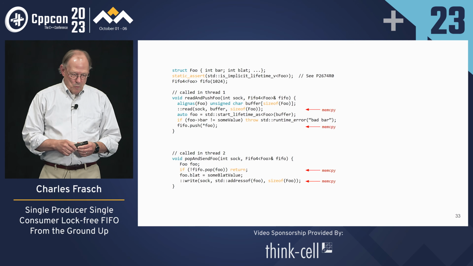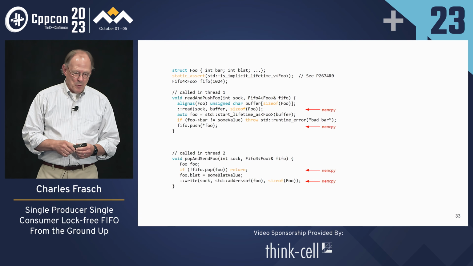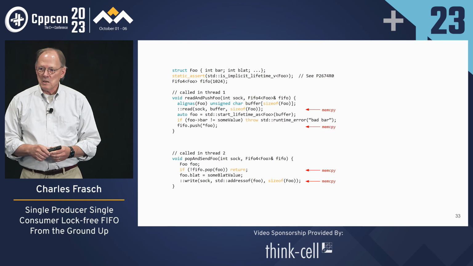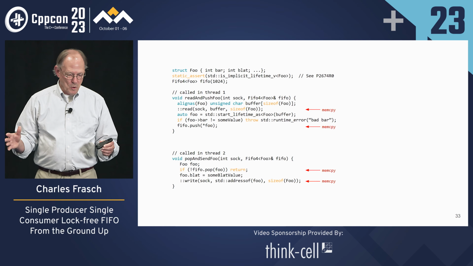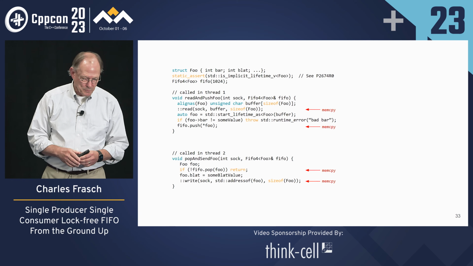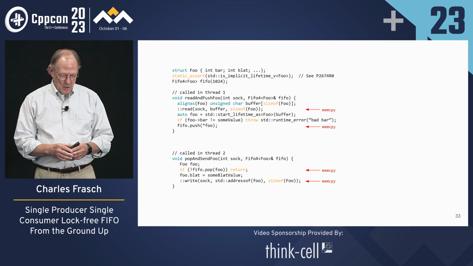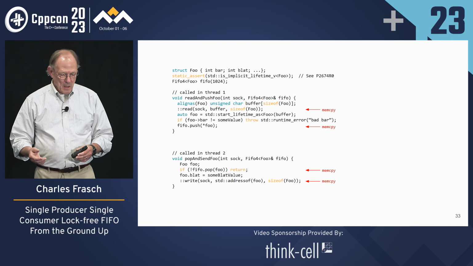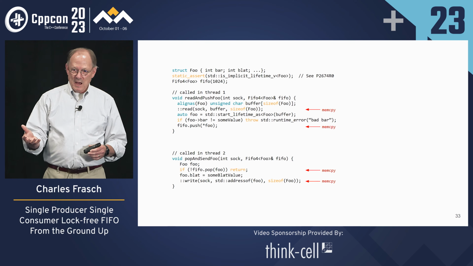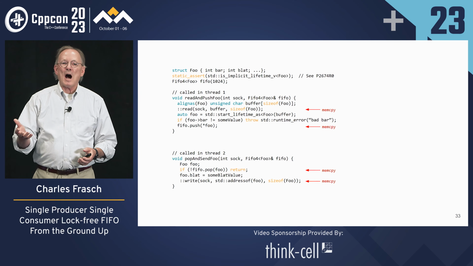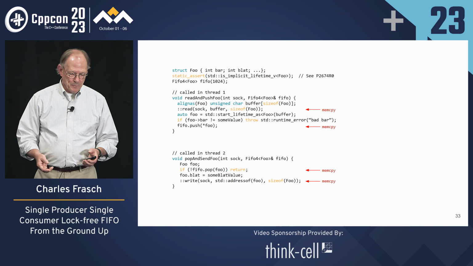So on our read and push foo operation, we prepare a buffer of sufficient size to hold a foo, and it is properly aligned for whatever foo's alignment is. And we use that buffer as the target for a read, system read operation. And the idea here is that we're reading the object representation of the foo into the buffer.